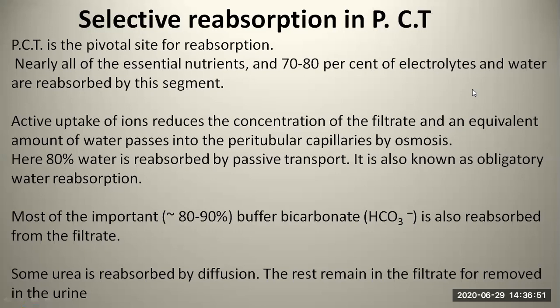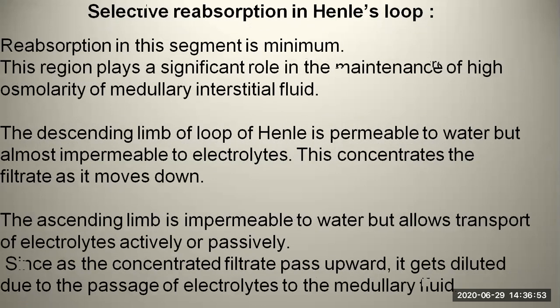Now we will see selective reabsorption in the loop of Henle, or simply Henle's loop. I'm going to draw the figure, so with the help of the figure you can understand. Suppose this is the loop of Henle, and we know very well there are two different limbs of the loop of Henle. One is the descending, and another is the ascending.